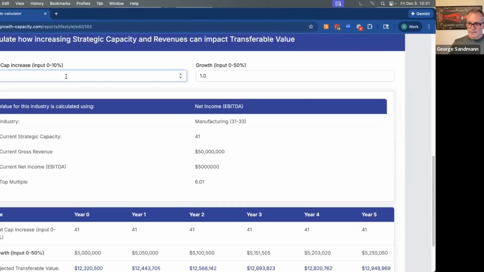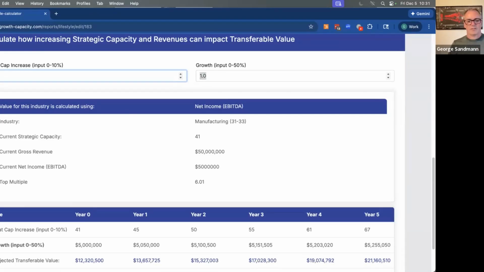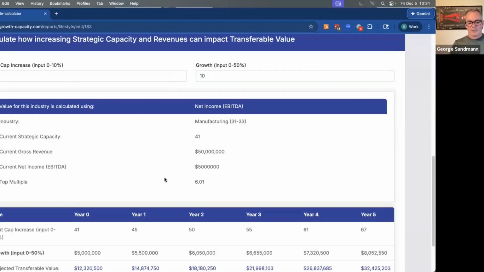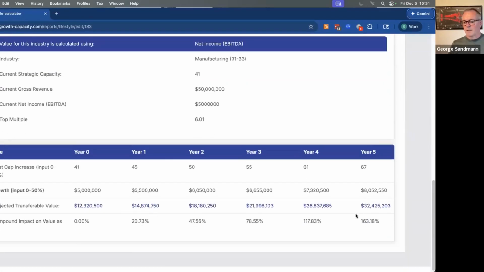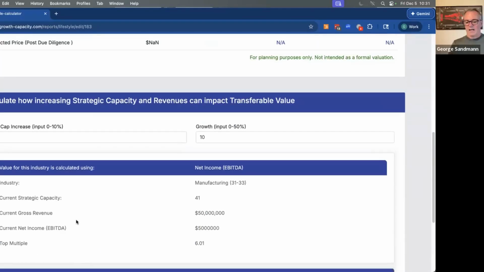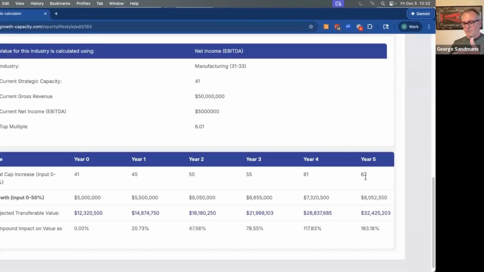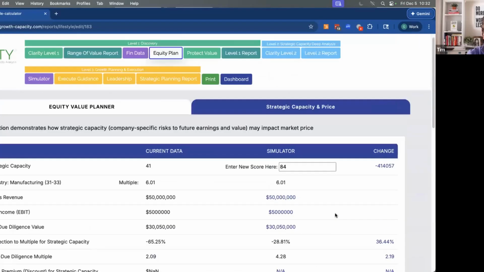So this is the most valuable window. If we increase your strategic capacity by 10%, and we grow the business by 10%, how does that play out over time? Those numbers are per year, and there's the compounding effect. Got it. I see it there. Yep.